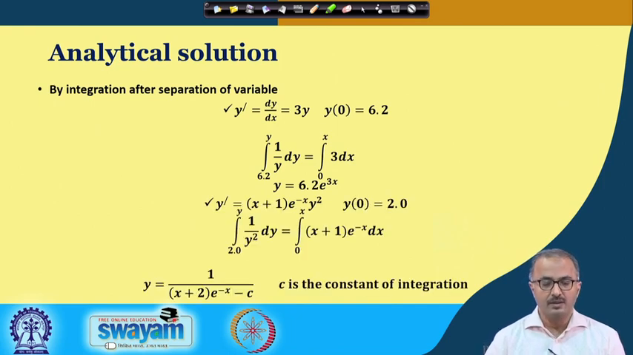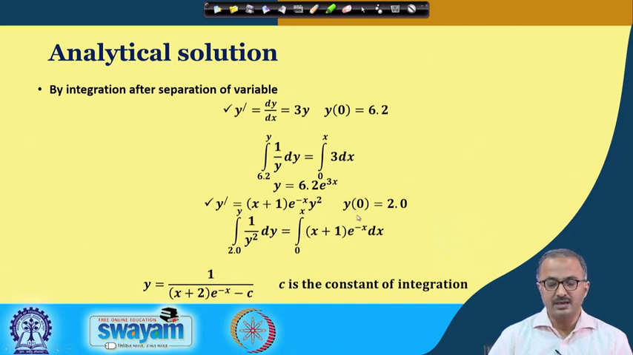Now we have another case. It's a bit more involved. Here again we have dy by dx equal to (x plus 1) e to the power minus x times y square, and you can see that when x goes higher and higher, this e to the minus x goes to a very small value, almost 0. Then you can see that dy by dx is approaching a 0 value as x tends to infinity.